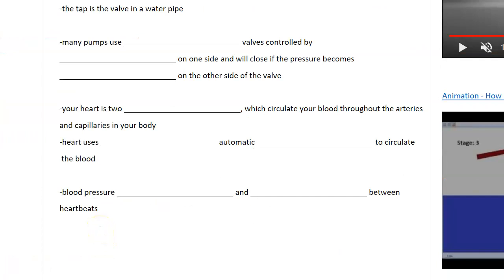Now, many pumps are automatic, using an automatic valve control, which is basically controlled by pressure. If the pressure on one side is greater than the other side, that will determine whether it will open or close.